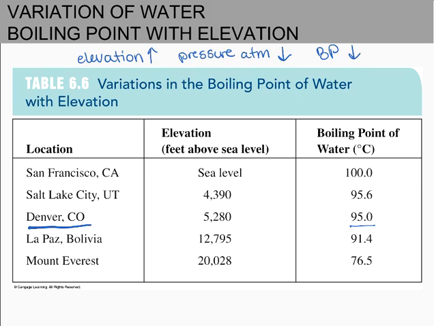Now, let's say you go to Mount Everest and you climb up to the top. Everest is 20,000 feet above sea level. So the pressure of the atmosphere at that height is even lower than in Denver, obviously. It's very, very high up. The amount of oxygen is a lot less, the amount of nitrogen is a lot less in the air, so the overall pressure is a lot less. So the boiling point will also decrease, and it's actually 76.5 degrees Celsius on the top of Mount Everest.